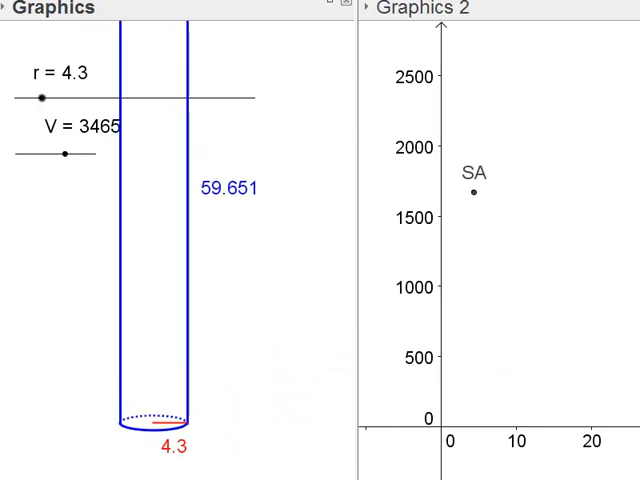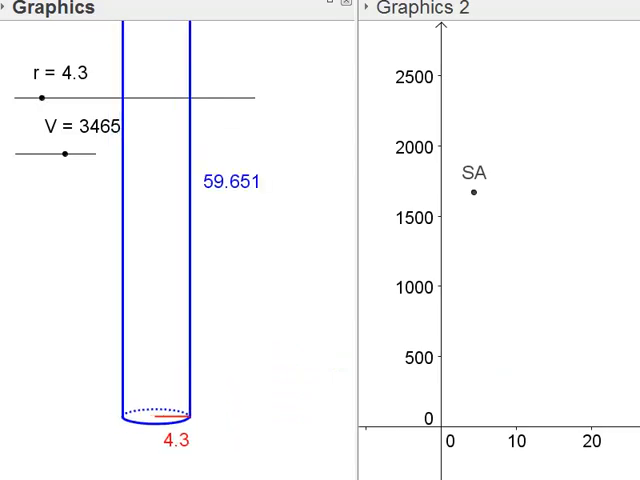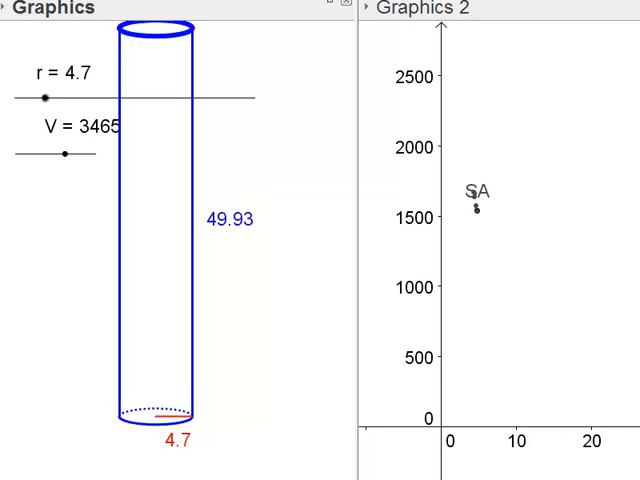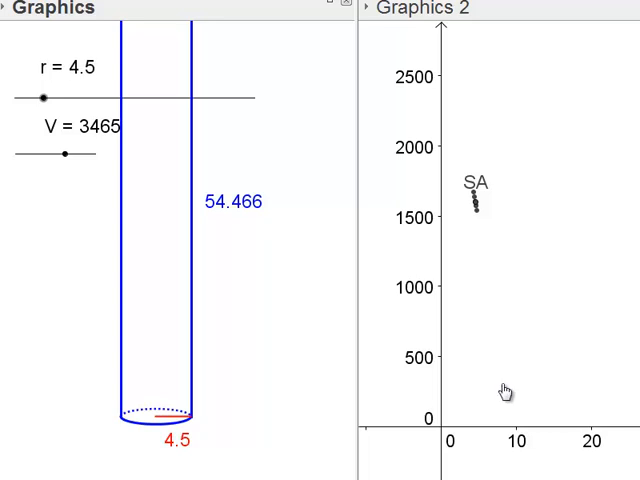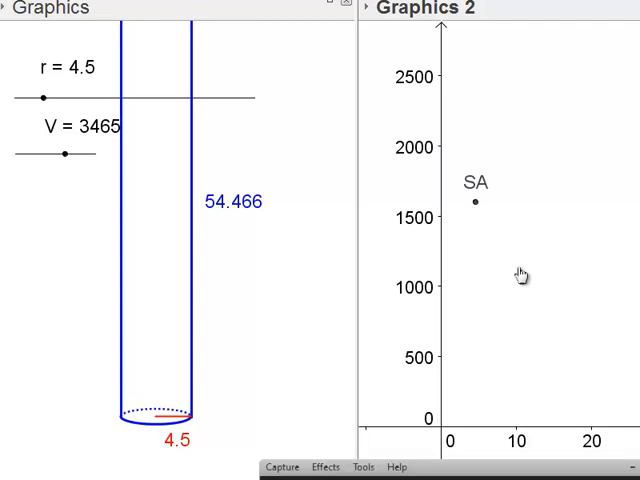Just one last thing too. If I were to graph surface area as a function of radius, that's what I've got on the right-hand side of the screen. So even though it's not labeled, the horizontal axis represents radius, the vertical axis represents surface area. So right now my radius is set to 4.5. And we can tell from the graph on the right that the surface area is somewhere above 1,500 square inches.